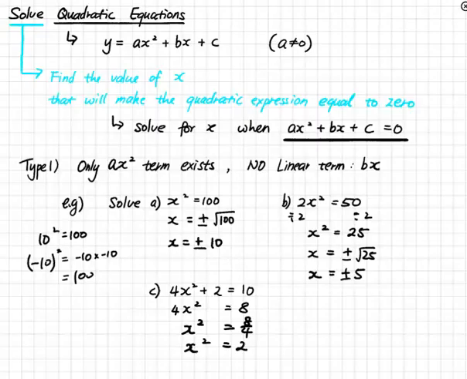I'm going to undo the square for this case, so I'm going to put it on the right hand side here. Therefore, my x equals positive and negative square root of 2. Now I can't simplify the square root of 2 any further. So my answer is positive and negative square root 2.